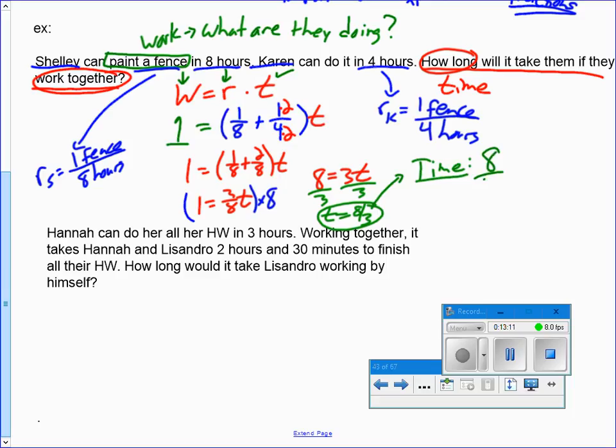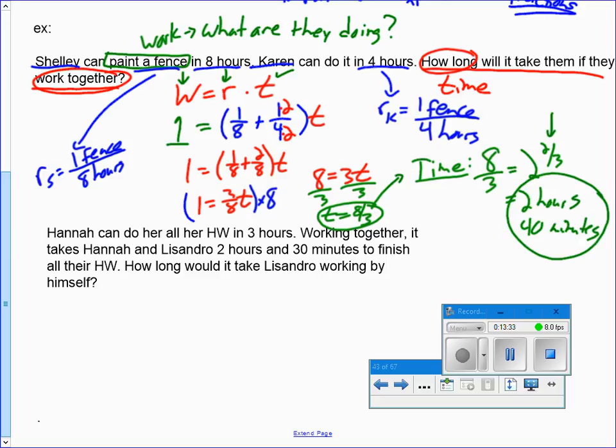So 8 over 3 would be the same as 2 and 2/3. This would be 2 hours and 40 minutes. Alright, and the reason we know it's 40 minutes is because 1/3 of an hour, which is 60 minutes, is 20. And 2 of those make 40.